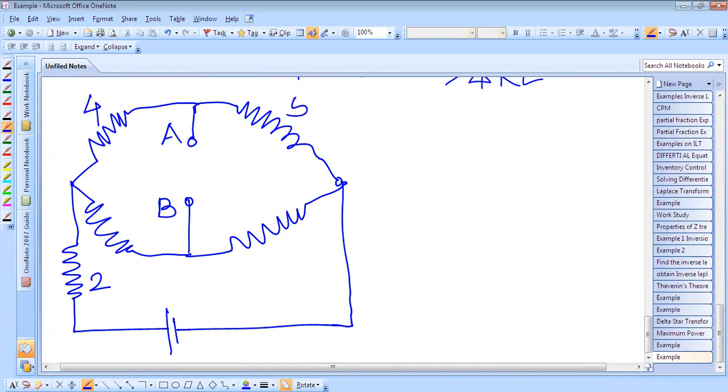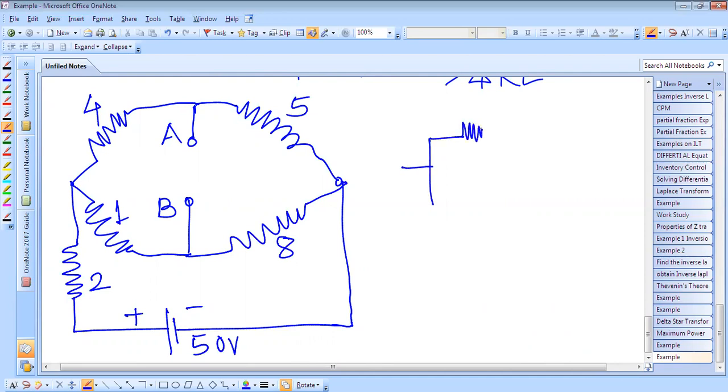Four, 5, this 1 ohm, and this is 8 ohm, and this voltage is given 50 volt. Now we have to find the VTH. So this is for finding the R equivalent.